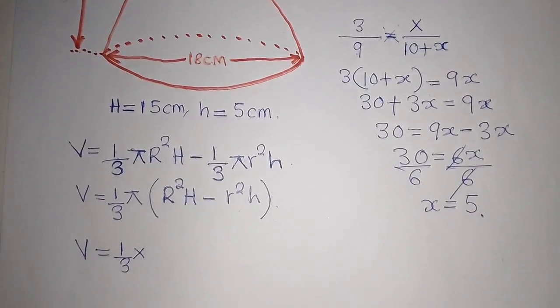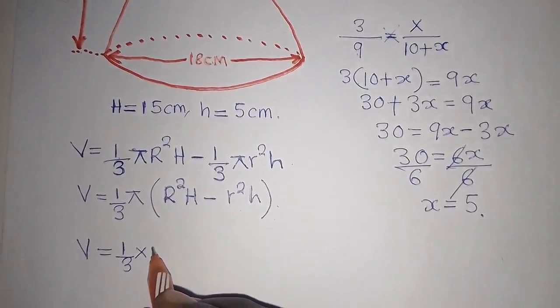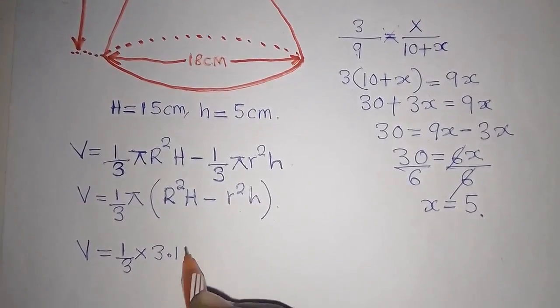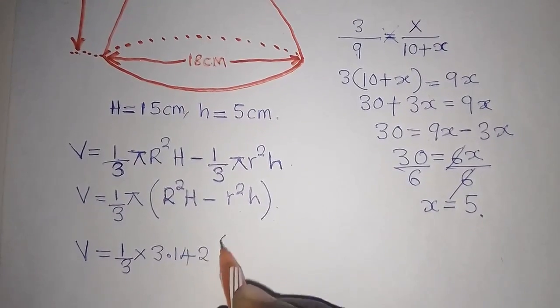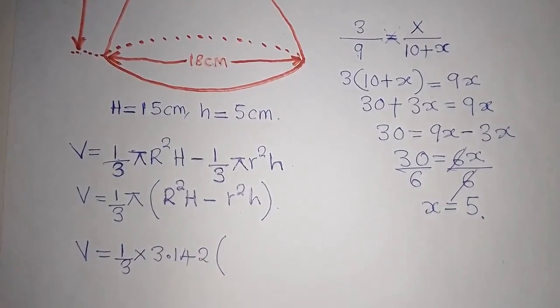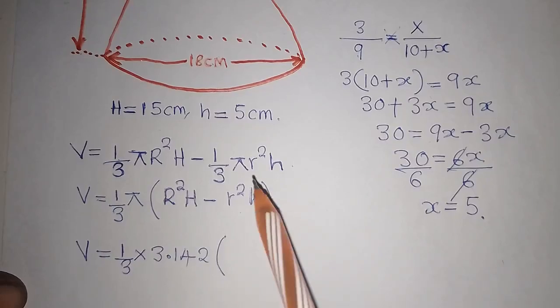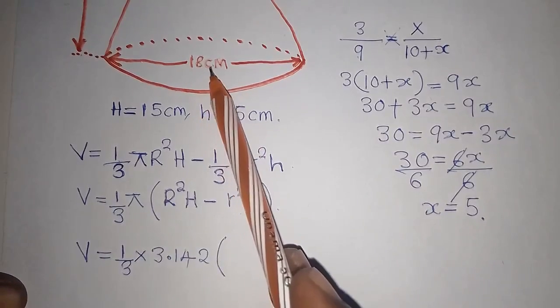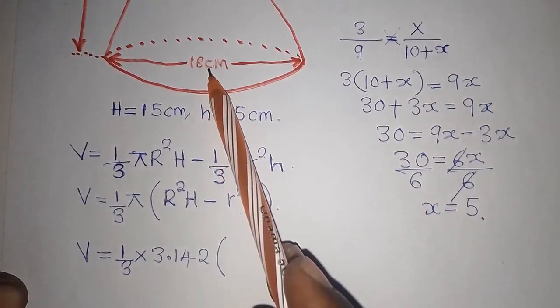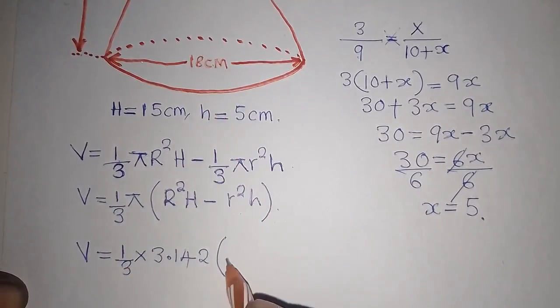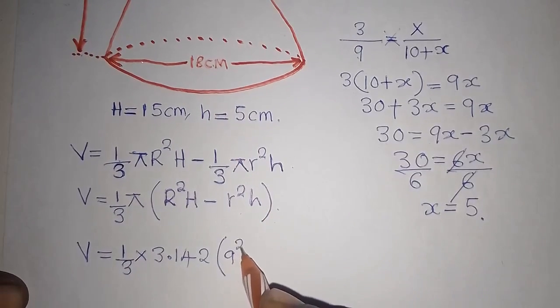You're going to say pi is what? Pi is 3.142. You open the bracket. Then you say, what is the radius? The radius for the bigger one, it is 18. This one, 18. So this is the diameter. So the radius is 9. So you say 9 squared.